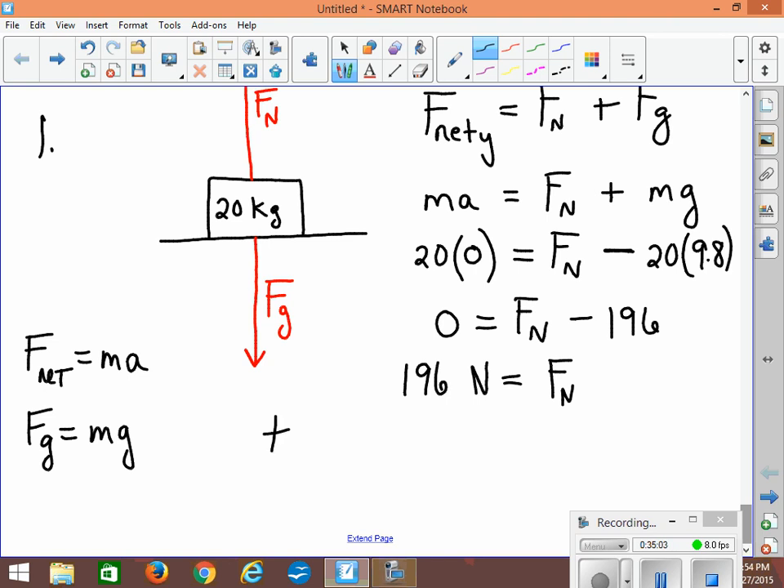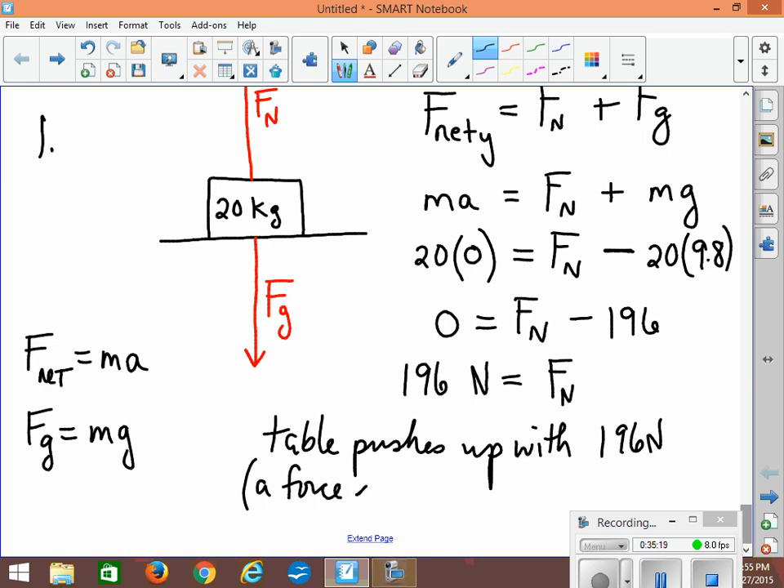So you know what? We could write here, the table or the ground, whatever that is, pushes up with 196 newtons. And of course, the interesting thing is, what that means, it's a force that is equal to the weight of the object. It's supporting the weight of the object. And that's exactly what tables and ground do, right? It supports the weight of the object and keeps it from falling.